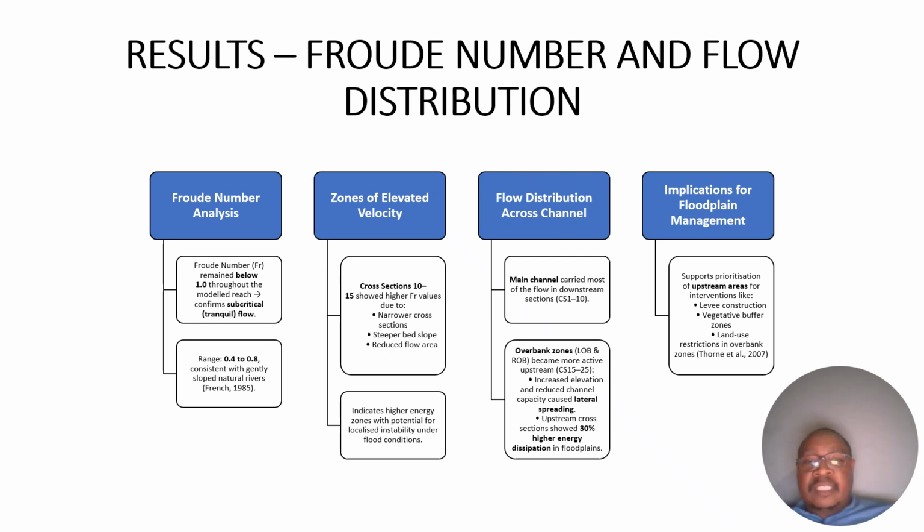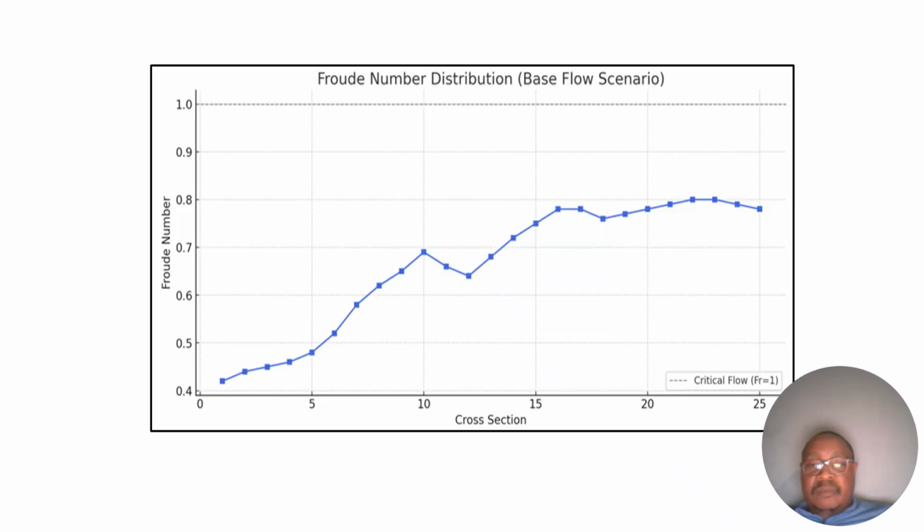Then lastly, in terms of the implications for floodplain management, it supports prioritization of the upstream areas for interventions like levee constructions, vegetation buffer zones, and land use restrictions on the banks. And then these are some of the outputs from the software.